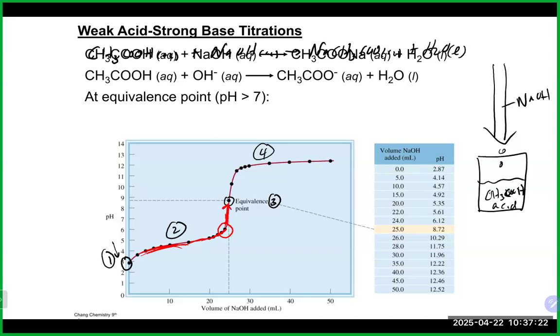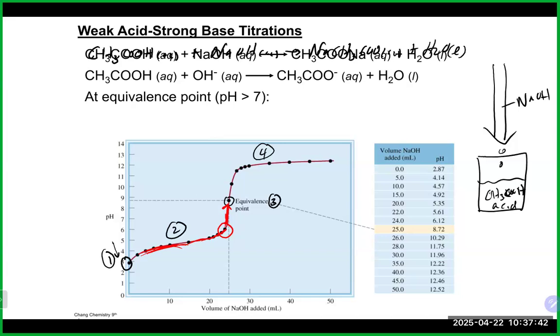So again, you kind of make a buffer, so it's able to resist pH changes for a little bit, but because you keep adding base, you're going to blow through your buffer, and that's going to jump your pH to the equivalence point, and that's why we see that jump that occurs. Any questions on that there?